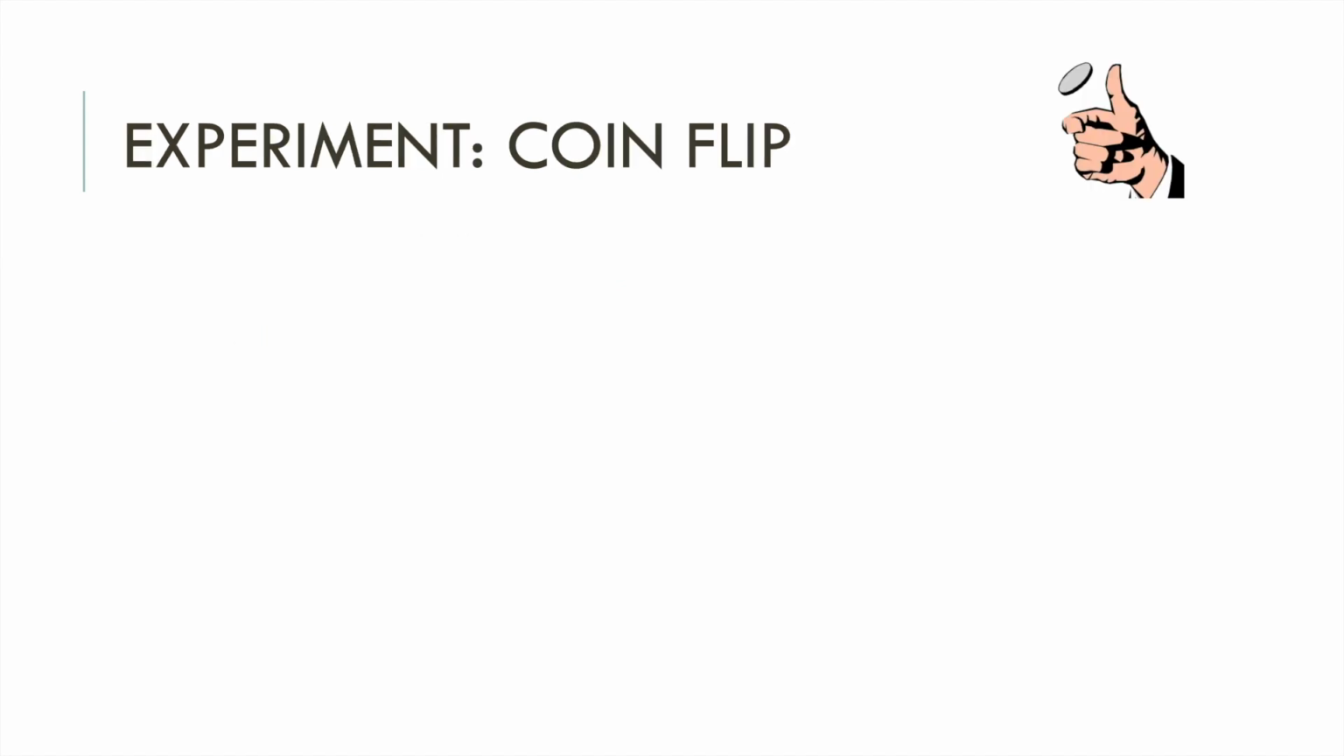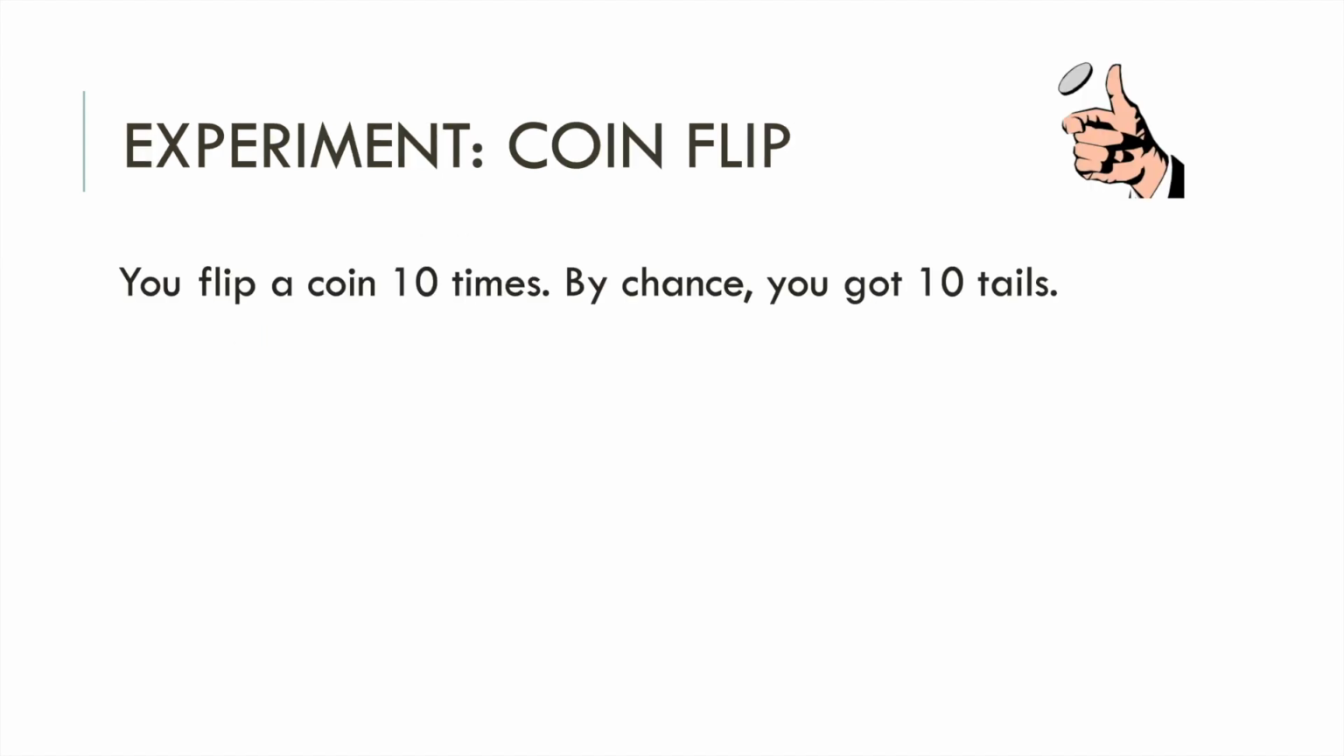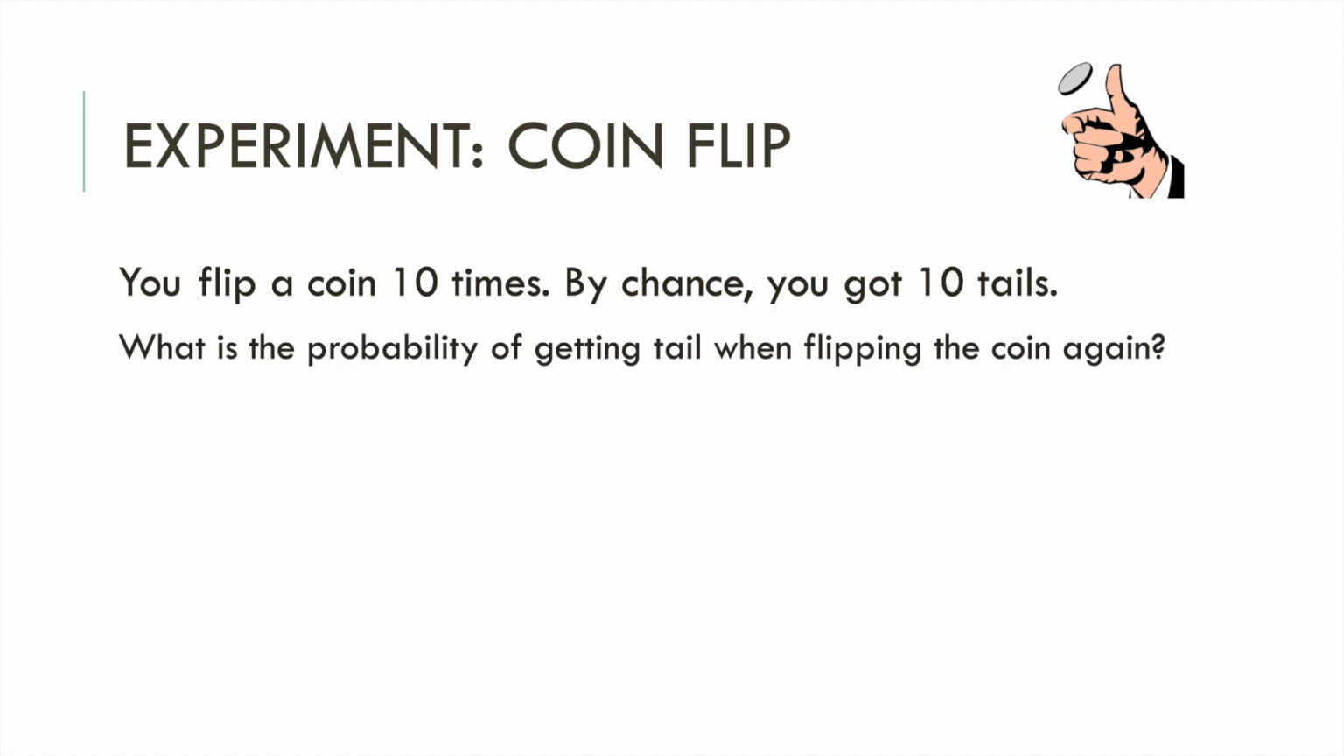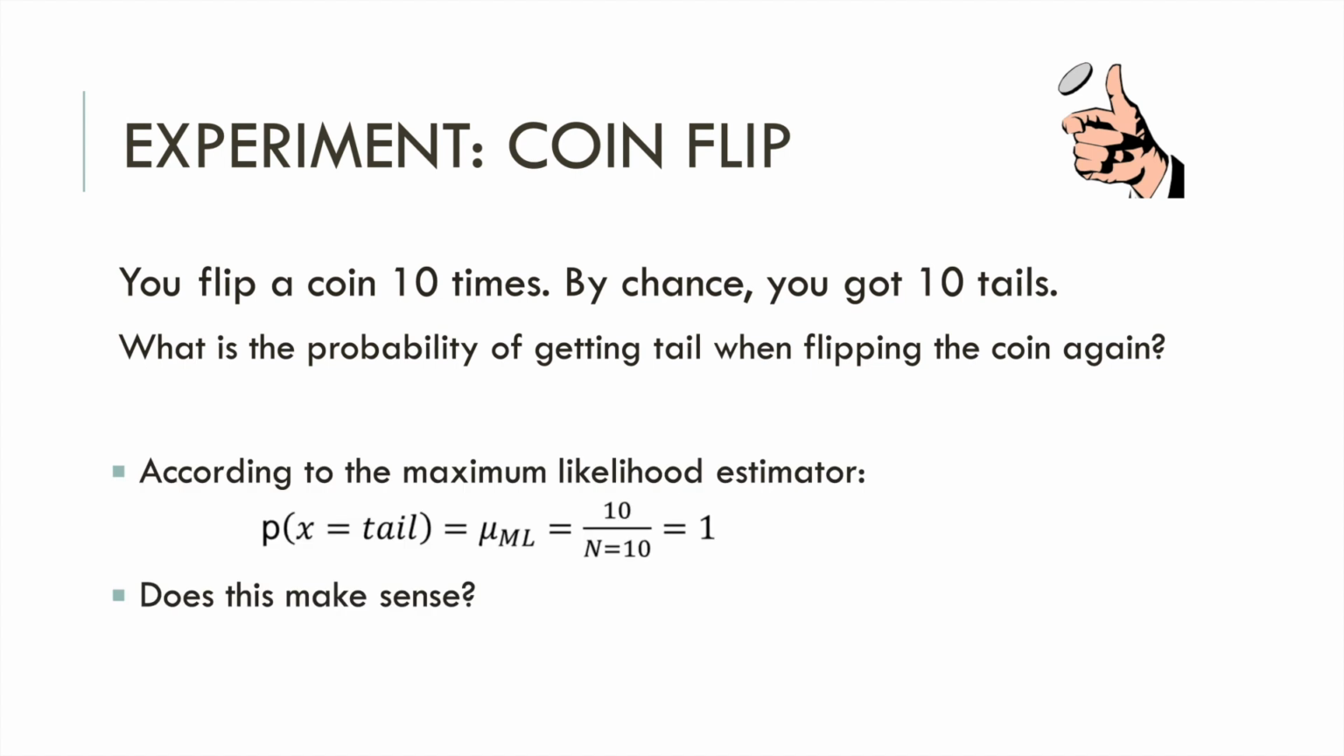Let us consider an experiment where we flip a coin. We flip it 10 times, and by chance, we get 10 tails. Now, we ask ourselves, what is the probability of getting tail when flipping the coin again? According to the maximum likelihood approach, we would say that the probability of getting tails for this next flip would be the number of observations, which is 10, divided by the number of trials, which is also 10. This would amount to 1.